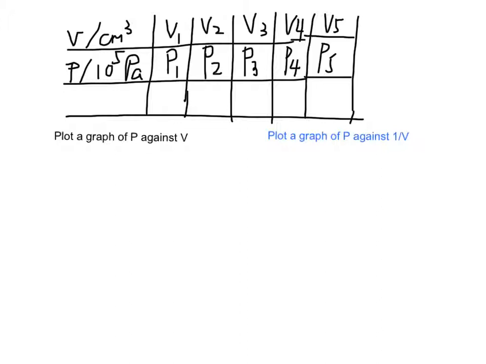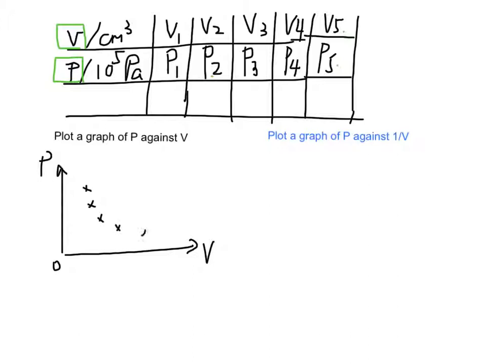The experiment results show that we have different sets of values of V and P: V1, P1, V2, P2, up to V5, P5. If we plot the data points on a graph of P against V, we will get a graph like this one, which shows that when the volume of the gas increases, the pressure of the gas decreases.